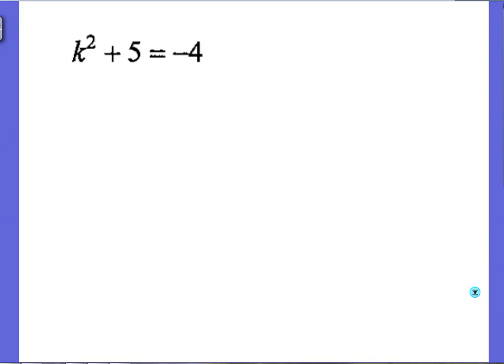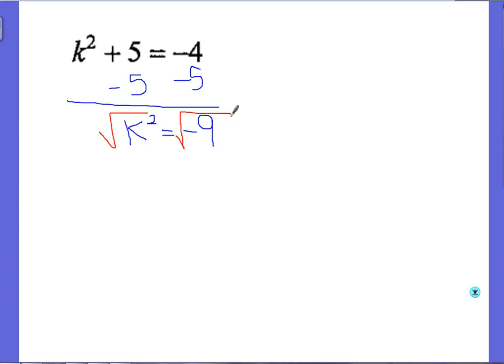Okay, here's a problem from the homework that we probably didn't talk about in class, but I want to make sure that you see it on the video, a little bonus. K squared plus 5 equals negative 4, okay? So again, I want to go for the constant first, so I will subtract 5 from both sides, and I get K squared equals negative 9.